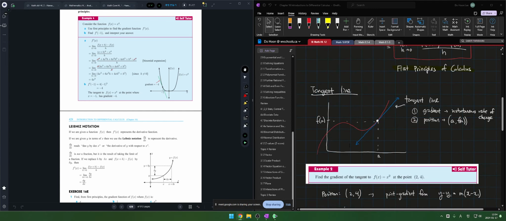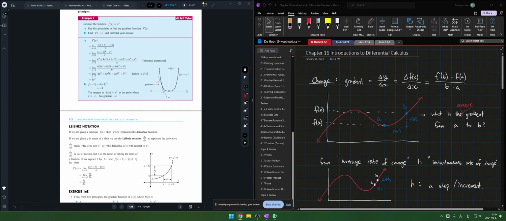So last class, we talked about the idea of differential calculus. Again, differential calculus in one word is just change. How does change happen? Well, change happens because of the gradient. Gradient can be measured as rise over run, the delta y over delta x. The y is just f of x, so it's delta f of x over delta x. Then how do we measure the change in f of x? We measure f of b minus f of a, divided by b minus a. That's how we measure the rise over run, as you can see in the graph here.